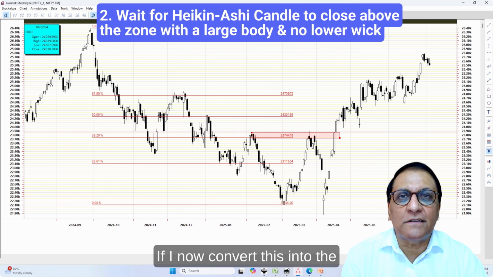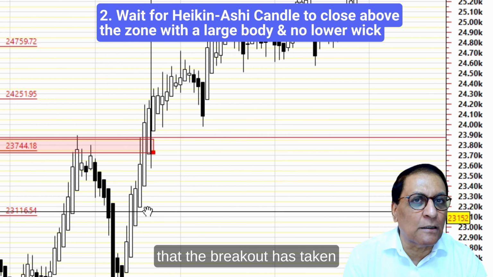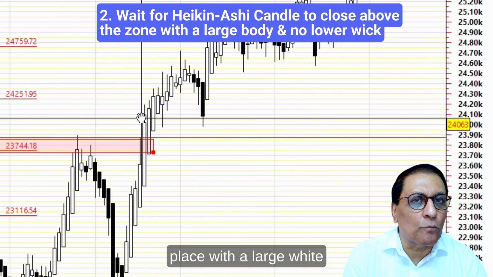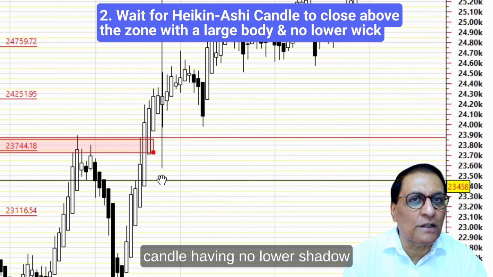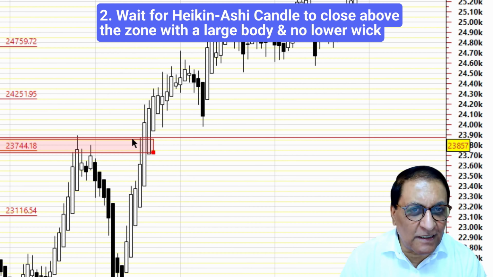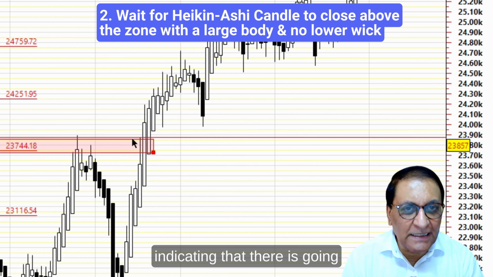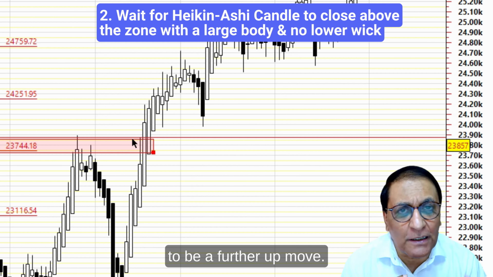If I now convert this into the Heikin Ashi charts, I see that the breakout has taken place with a large white candle having no lower shadow and a reasonably average upper shadow. This indicates a very high momentum in the breakout, indicating that there is going to be a further up move.